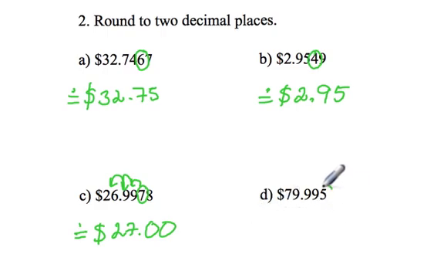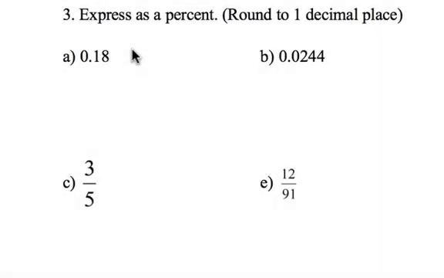Question D, third decimal place is 5, so that's going to round the second place up. That's in turn going to round the first place up, and therefore ones will also get rounded up. So that equals approximately $80. Again, check $79.99 is approximately $80.